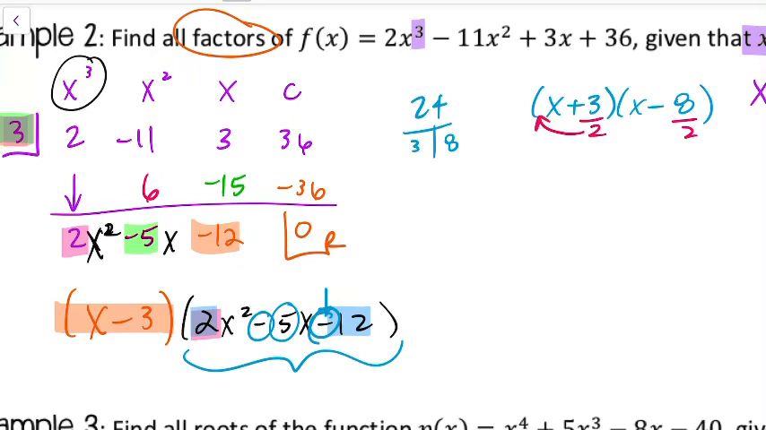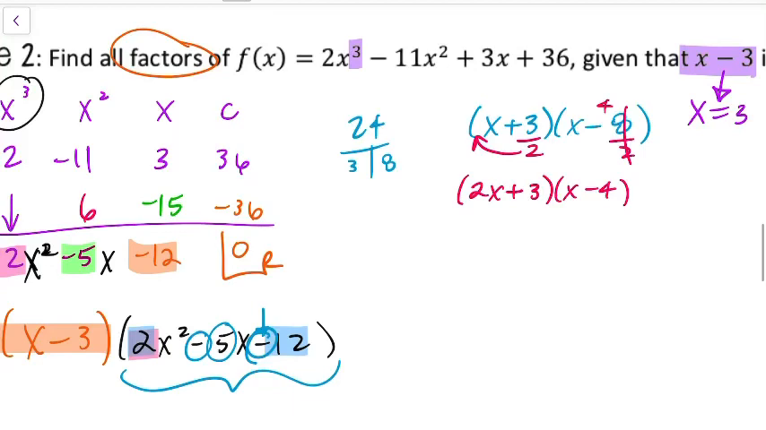It does not divide nicely from that 3, so 2x plus 3. But that 8 over 2 just becomes an x minus 4. So all of our factors are going to be, let's bring that x minus 3 back. So our final answers: x minus 3, 2x plus 3, and x minus 4.